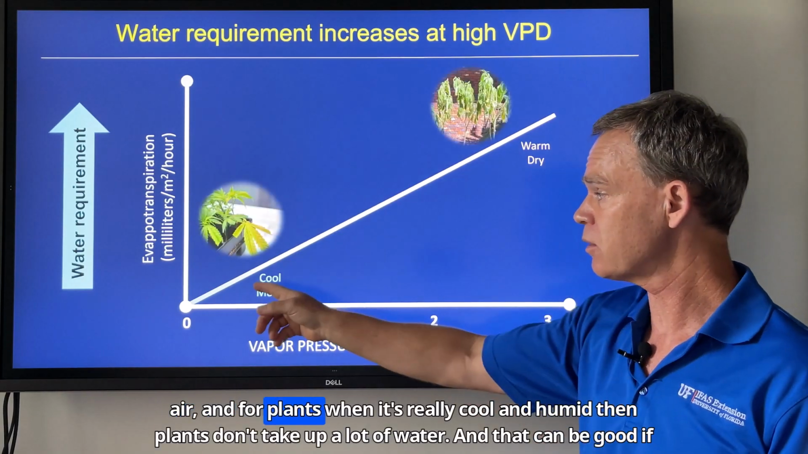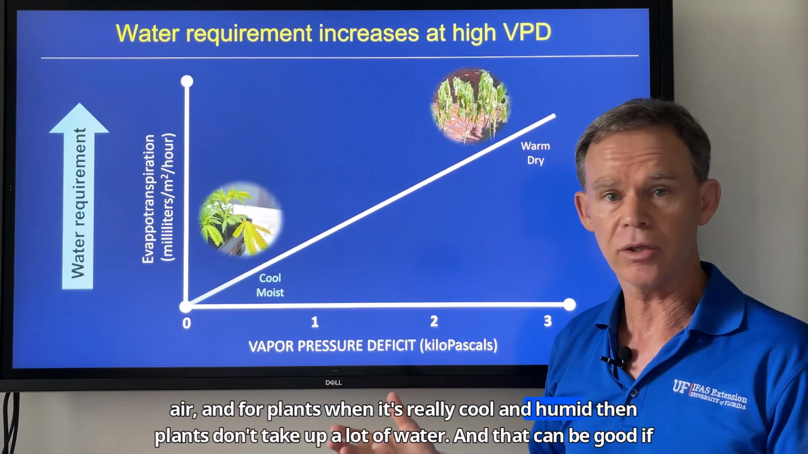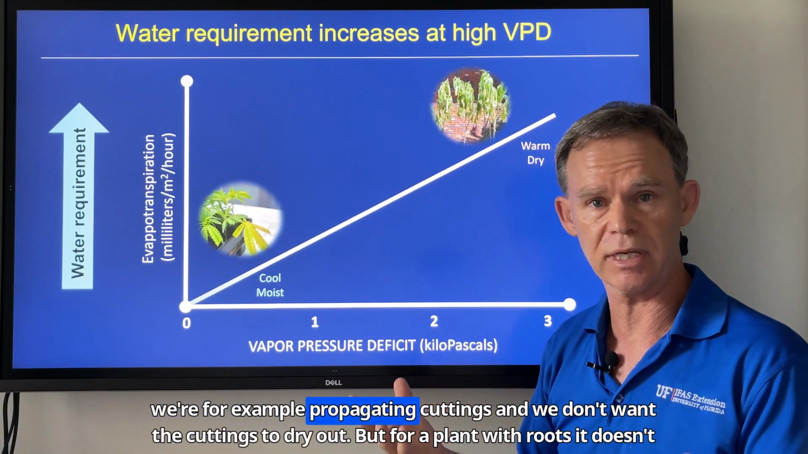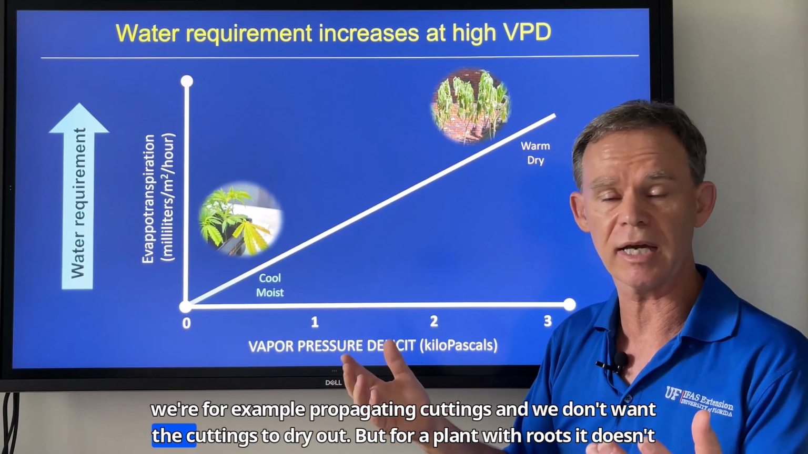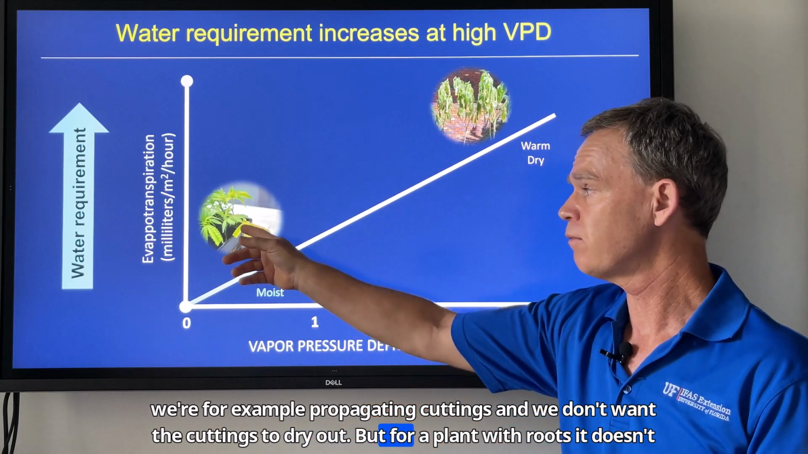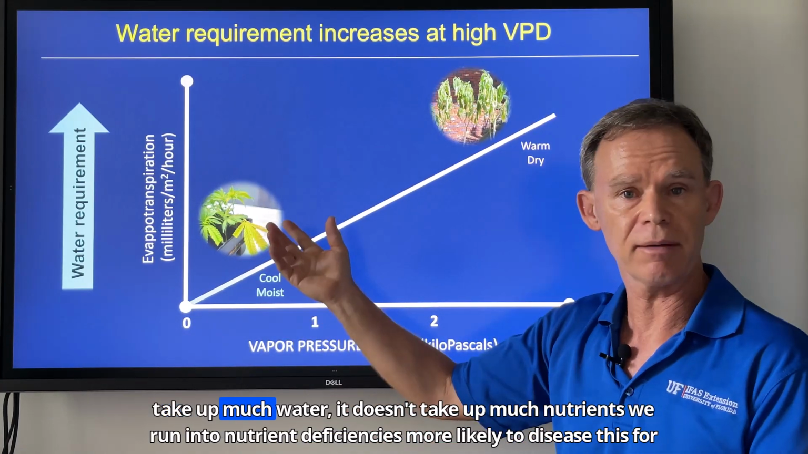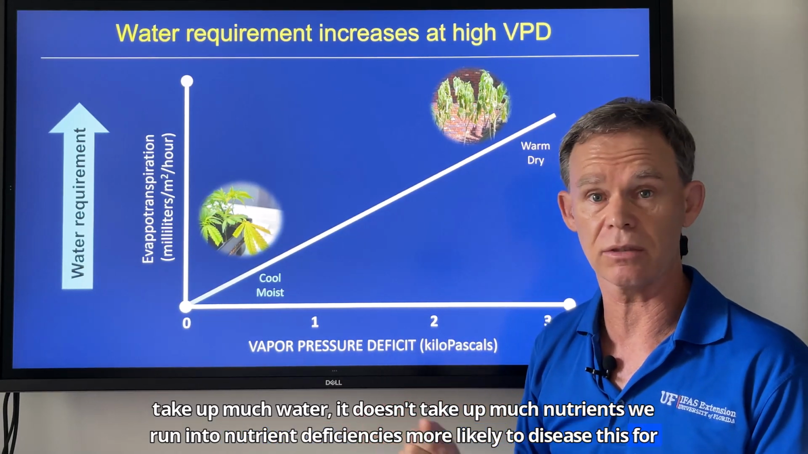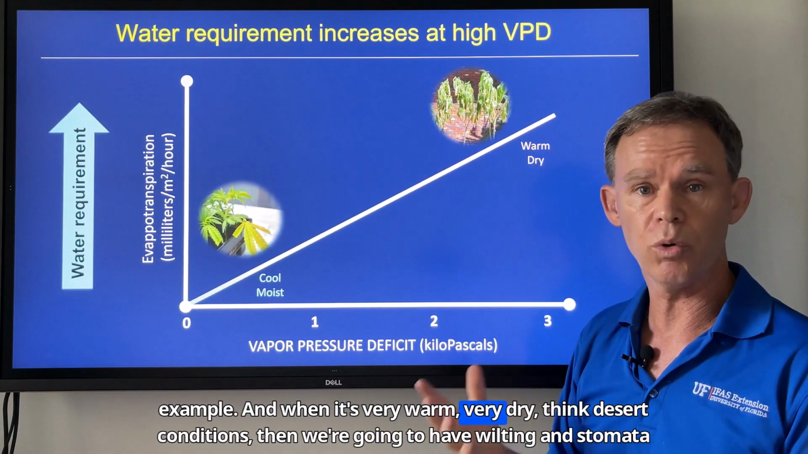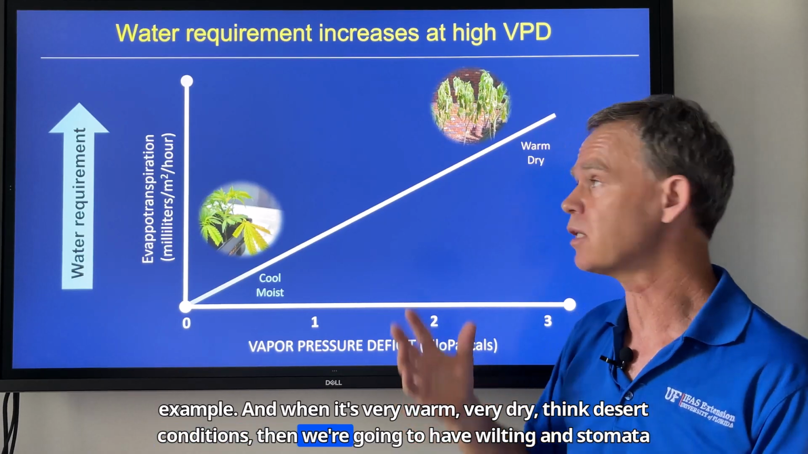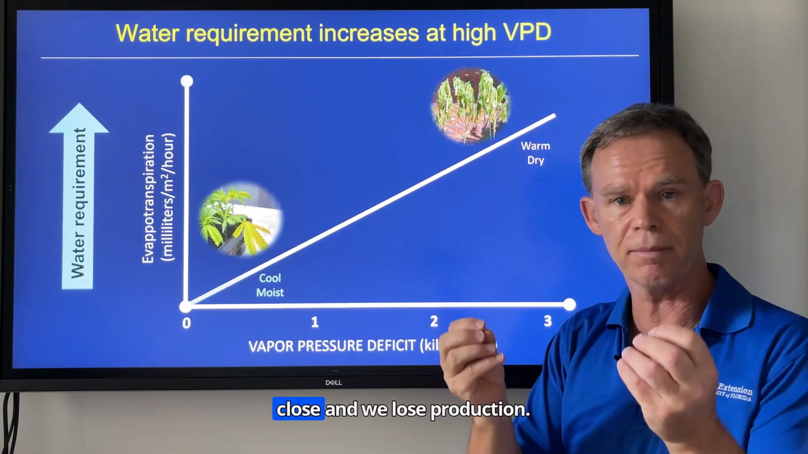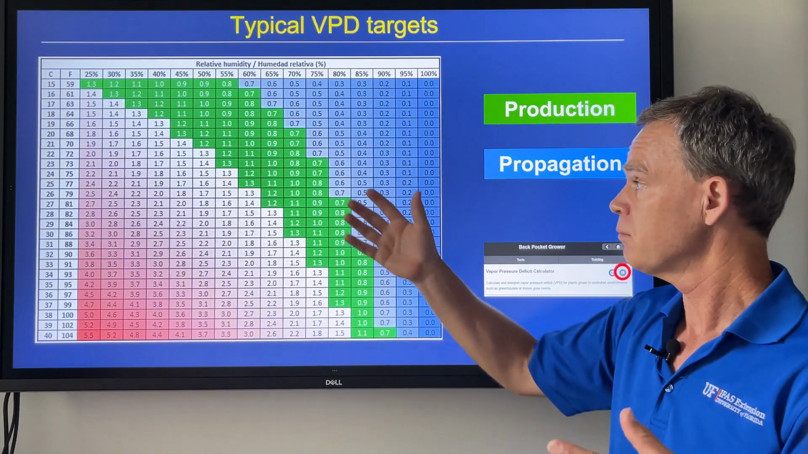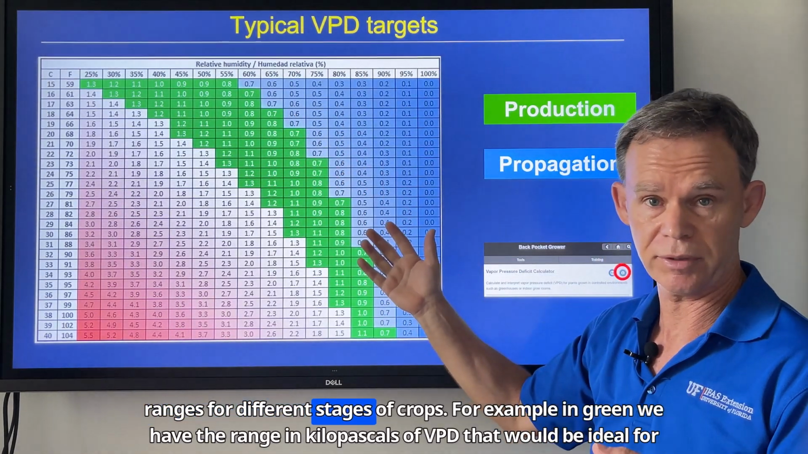For plants, when it's really cool and humid, plants don't take up a lot of water. That can be good if we're, for example, propagating cuttings and we don't want the cuttings to dry out. But for a plant with roots, it doesn't take up much water or nutrients. We run into nutrient deficiencies and more likelihood of diseases, for example. And when it's very warm and very dry, think desert conditions, we're going to have wilting and stomata close and we lose production. And so we have ranges for different stages of crops.